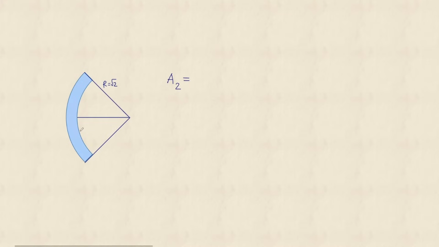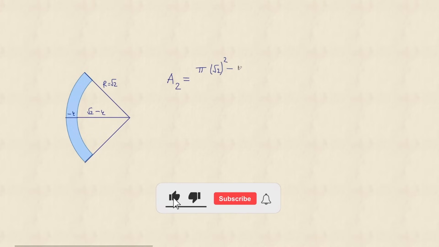So the radius of the outer circle is r square root of 2. That means that if we subtract r small, we'll get square root of 2 minus r. This is the radius of our inner circle. That means we can write down area 2 as pi times square root of 2 squared minus pi times (square root of 2 minus r) squared, everything over 4. So this is our area 2.